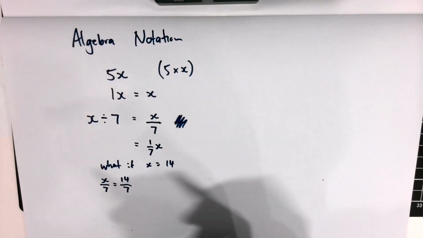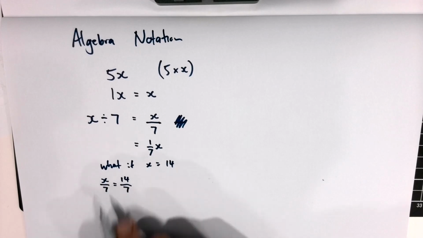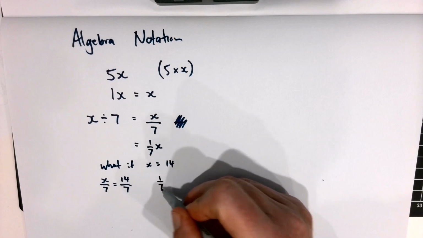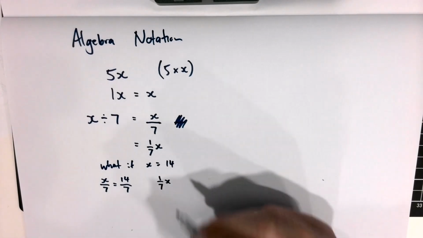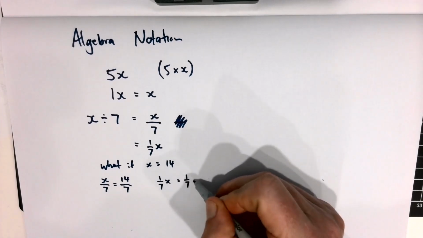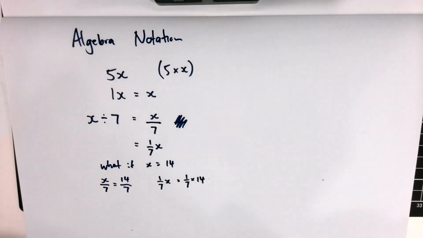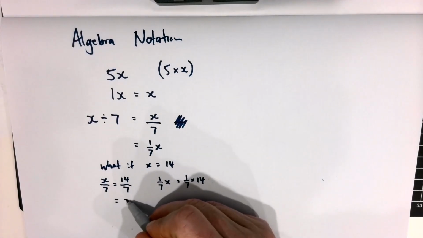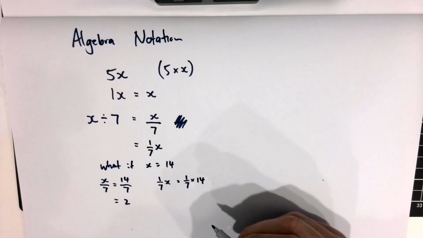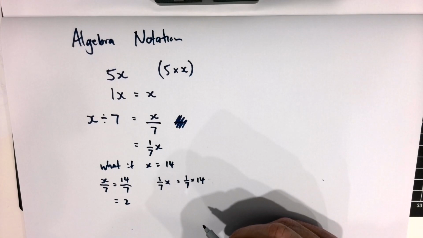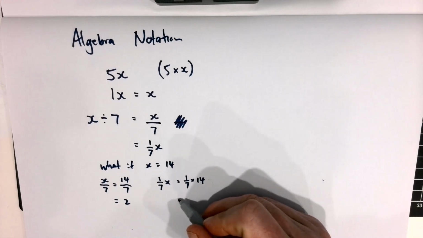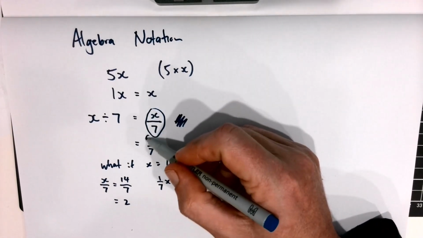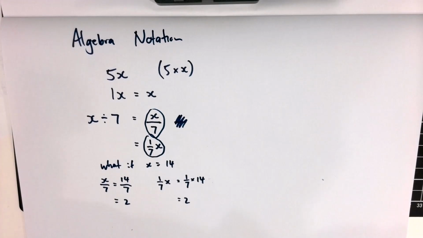You following me? I've just said that x is equal to 14, so let's pop it there and say, okay, 14 over 7. This one here, 1/7 of x, is equal to 1/7 times 14, if x is 14, right? So, 14 divided by 7 equals 2. What's 1/7 of 14? If you had to divide 14 up into 7 equal pieces, 1/7 would equal 2. So, when you write it this way, or this way, it's the same, and you can switch back and forth between them.